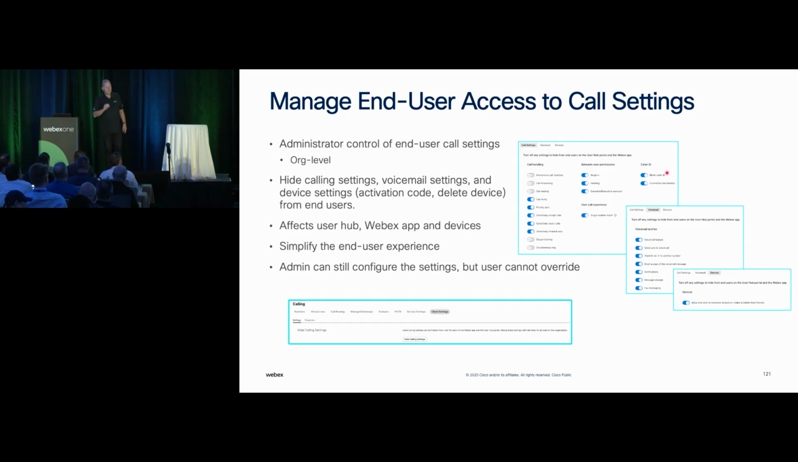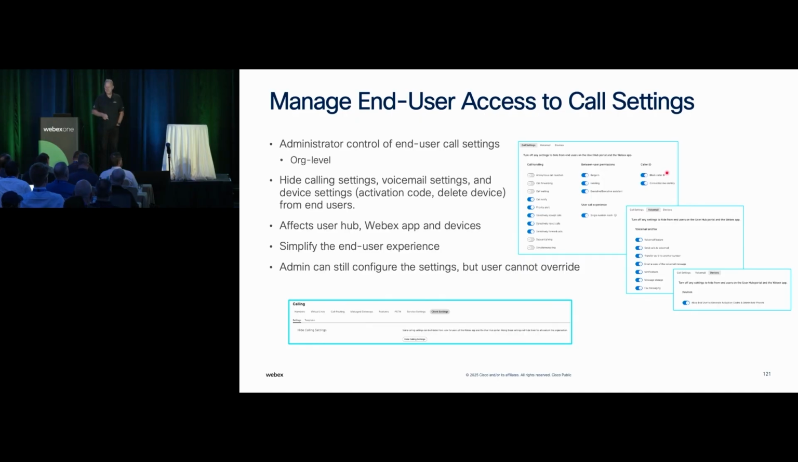So the administrator can control which end-user call settings are actually exposed to the user. We can hide calling settings, voicemail settings, device settings, all of these things. And that affects both the User Hub, the Webex app, when we expose features there, and also devices. That's the main and only use case: to simplify the end-user experience. When the administrator disables these features for the user, the administrator can still provision them, right? But the users don't have access to it.